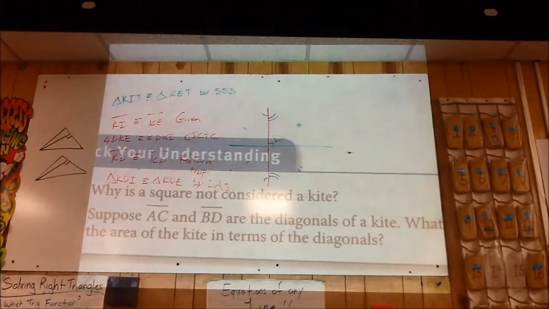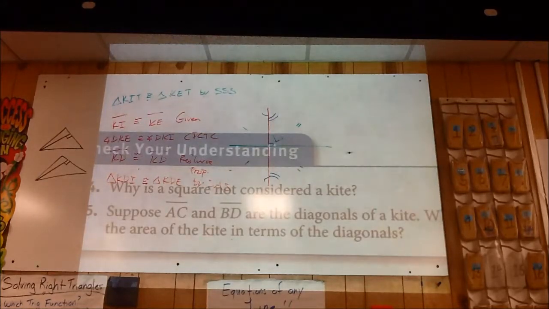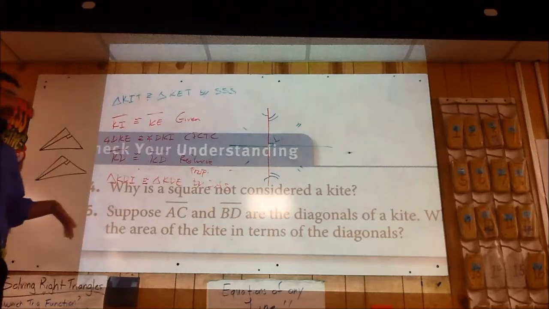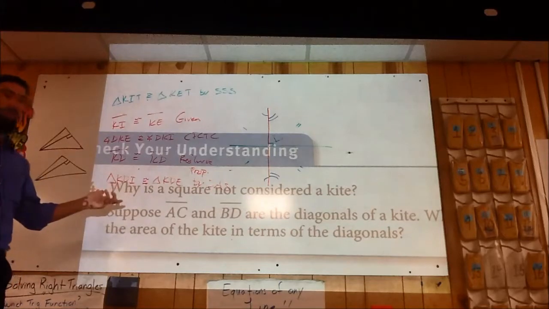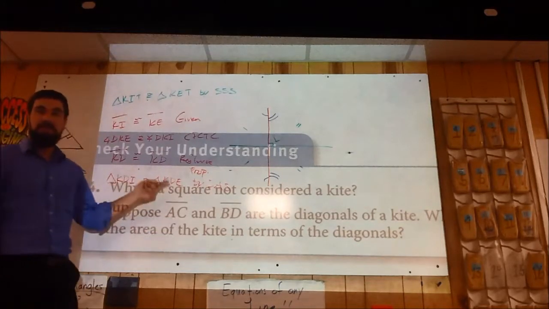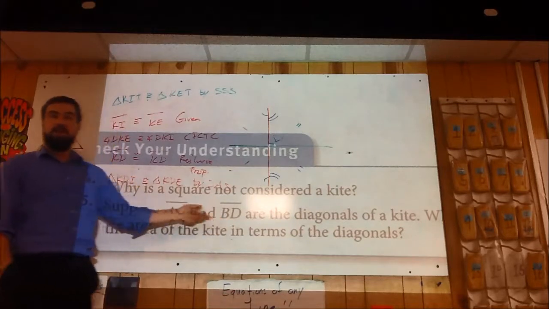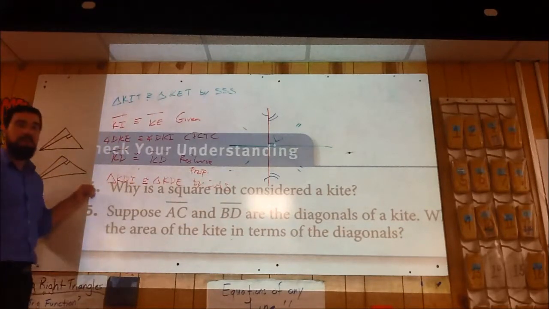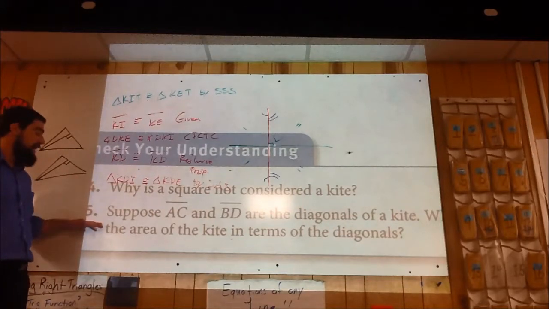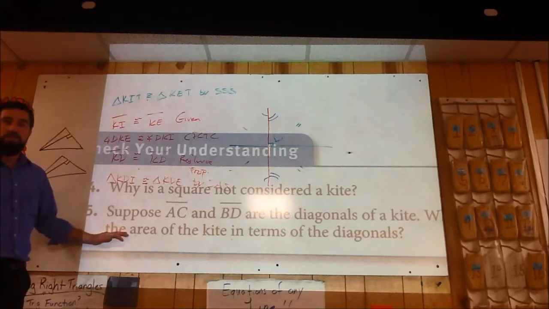Okay, I want you to answer number 4 and 5 with your neighbors. Number 4 is just a discussion, but number 5, however, is going to take some arithmetic. I want you to write out and figure out what the area of that kite would be. When it says in terms of the diagonals, that means they want you to use the variables: the length of segment AC and the length of segment BD. So you should be able to answer number 4 really quickly. However, number 5 is probably going to take some discussion with your neighbors.